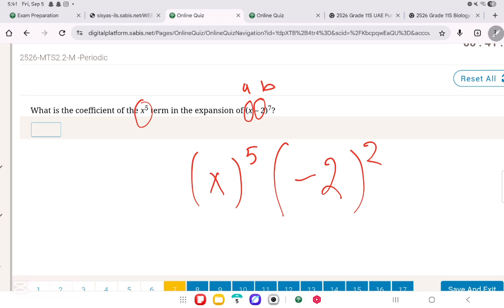Because 5 plus 2 is going to give us 7, which is n. Now, we need to add the combination. What's the combination? It's 7 and 2. Why? Because our n is 7 and our k is 2.